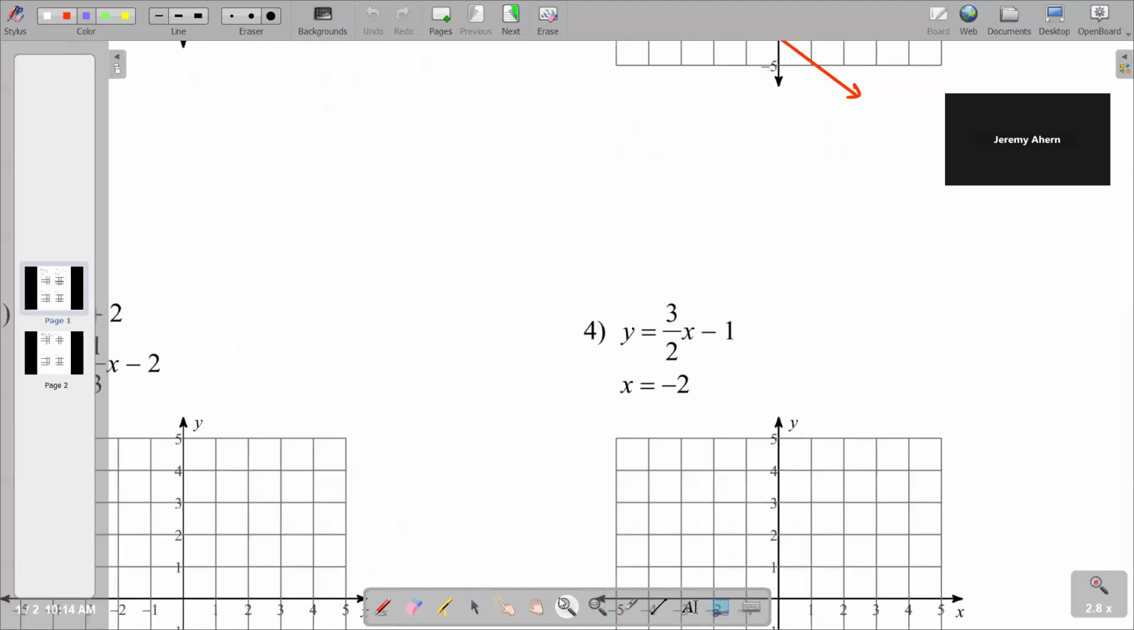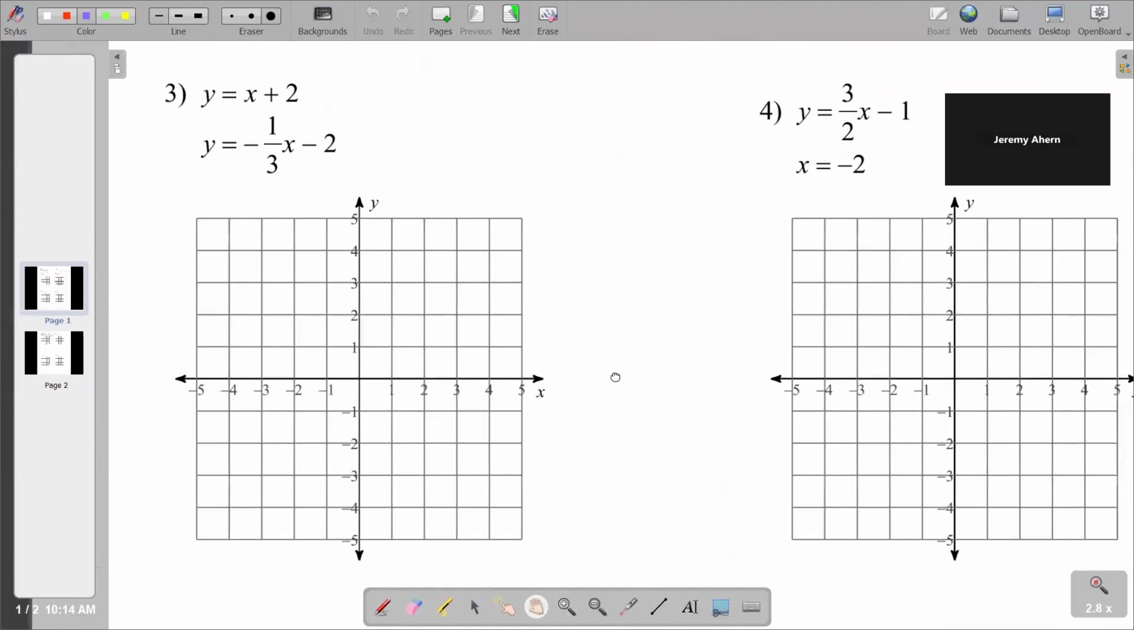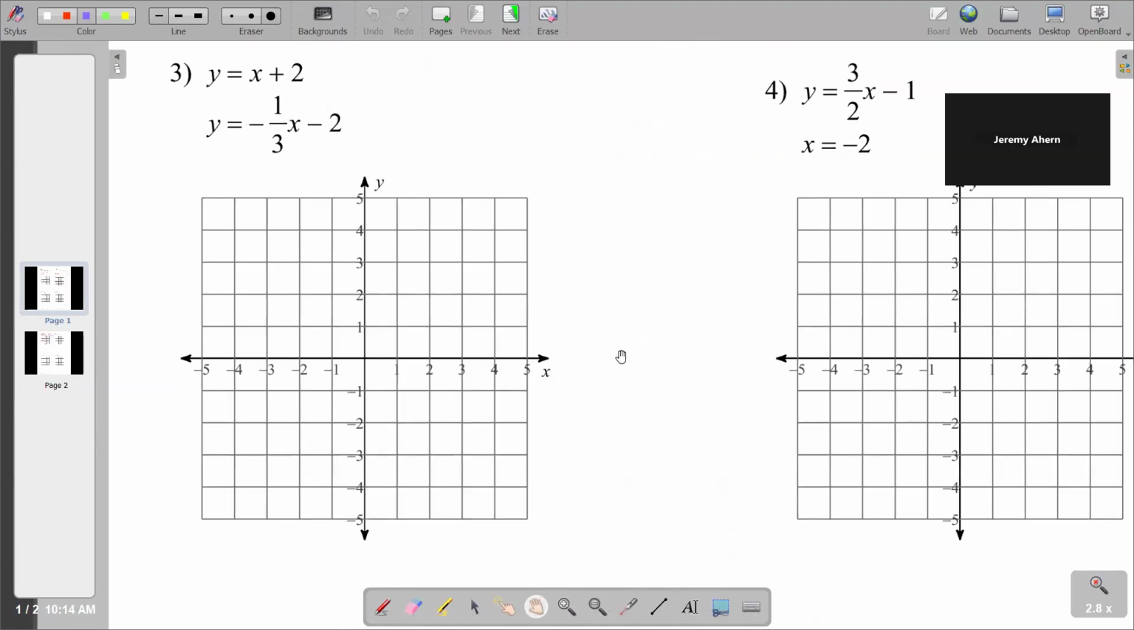All right, so let's get back to it. Let's talk about problem number 3. So what's nice about problem 3? Do you remember? Correct. It's in y equals mx plus b.